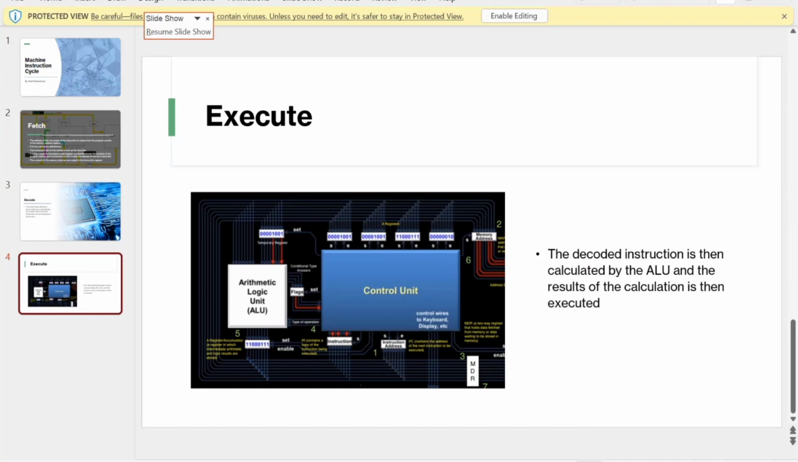And the final phase is the execute. This is where the ALU uses these decoded instructions and executes and displays the result of the calculation.